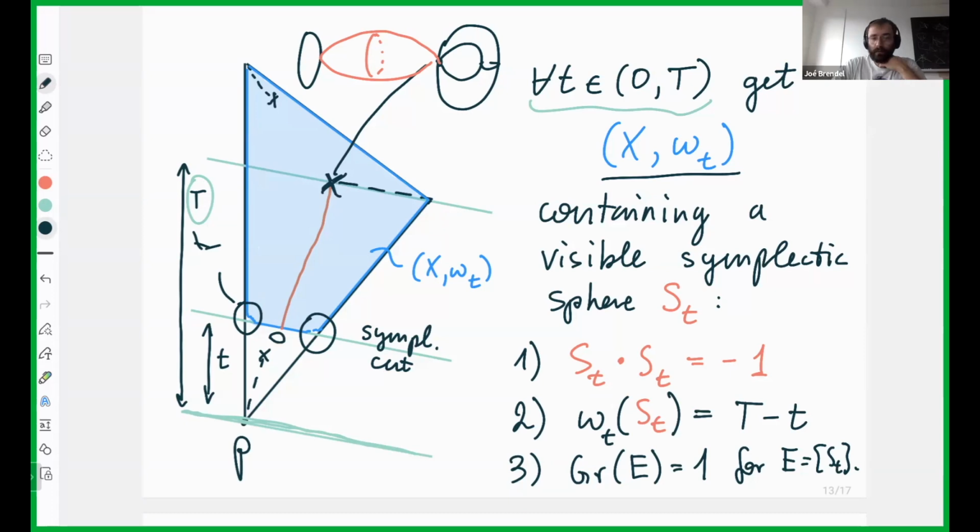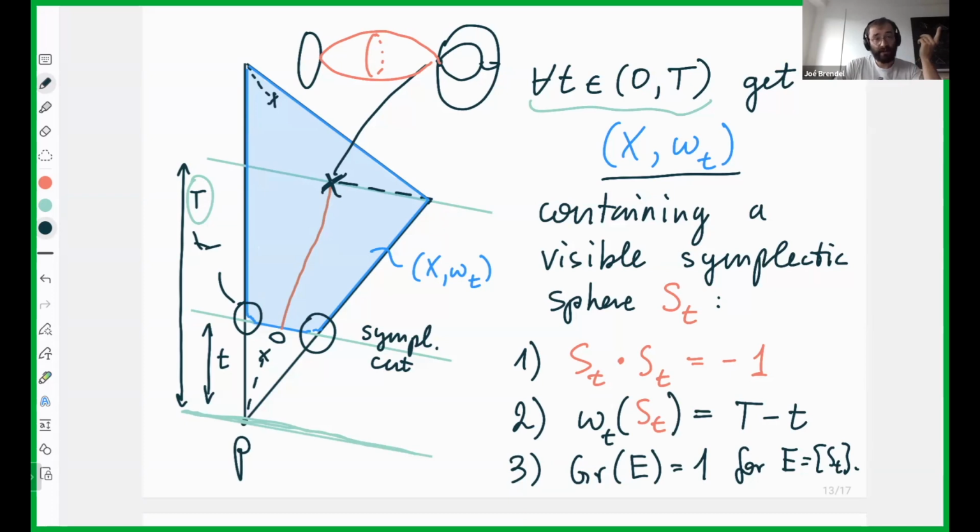So this was already studied in Symington's original paper, these visible symplectic objects that you can read off from the base. But they have been used since then. And for each t, we get such a symplectic sphere.